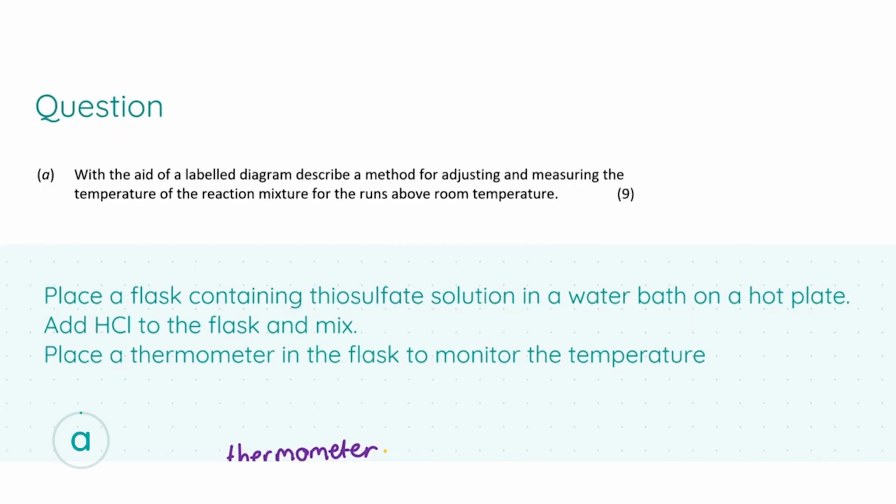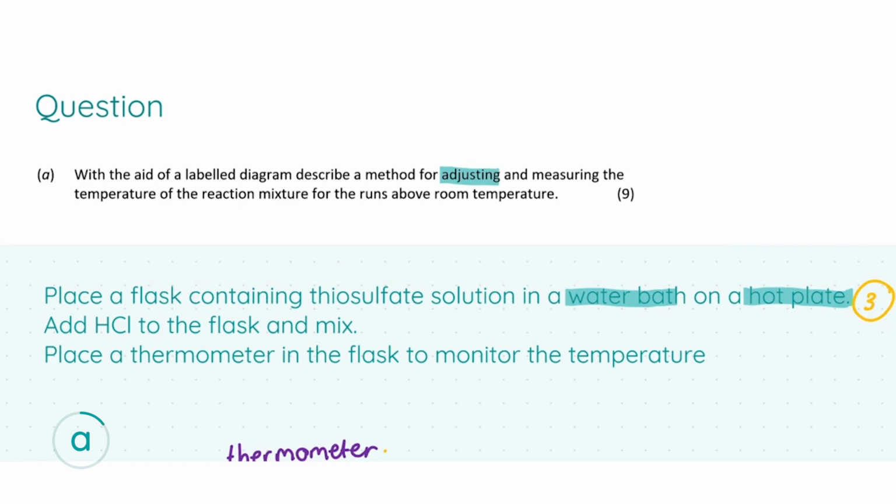Okay, so there's 9 marks going for this question, and they are broken down into 3 parts. The first part is the method for adjusting the temperature. So I said that I placed a flask containing thiosulfate solution in a water bath on a hot plate. You could also say you could put it in a water bath on a Bunsen burner, whichever you used for your own experiment, so that might be fresher in your mind. So you're going to get 3 marks for that.